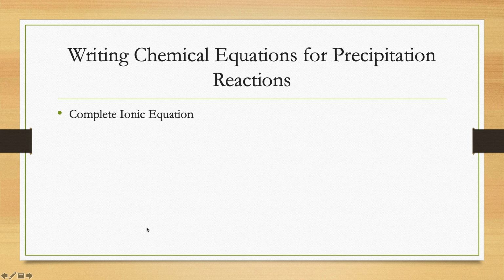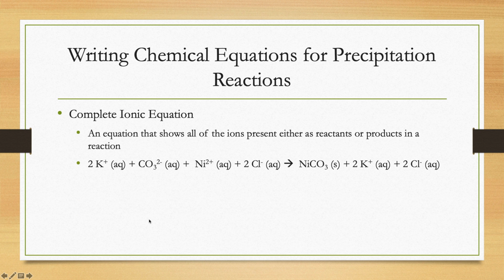Now, other types of equations that we can write for precipitation reactions: we'll often write what's called a complete ionic equation. This is basically just taking our reaction, and everything that is going to dissociate into ions, we break up into its individual ions. So from that previous slide, we had K2CO3, the potassium carbonate. Basically, all of our subscripts are going to become coefficients.